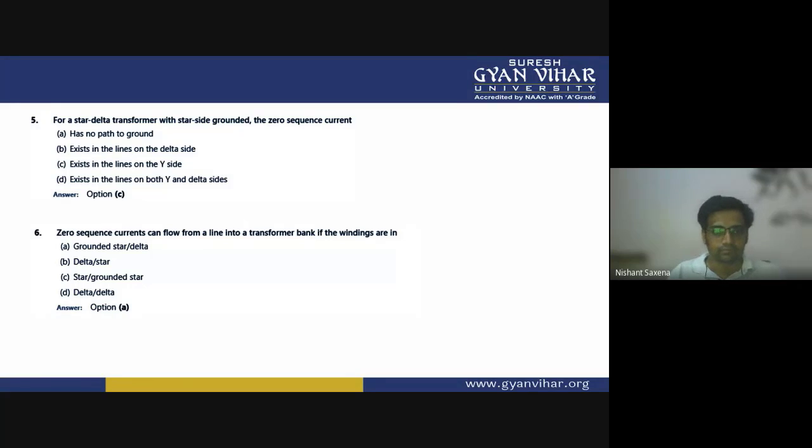Next is, for a star delta transformer with the star side grounded, what would the zero sequence current be? I have told you just now in this lecture that for a star delta transformer with the star side grounded, the zero sequence current will exist in the lines on the star side only. It will not exist in the lines on the delta side, because there is no path in the delta. It will just circulate and be magnetically balanced. But on the star side, it will exist in the lines. So option C is the correct answer.